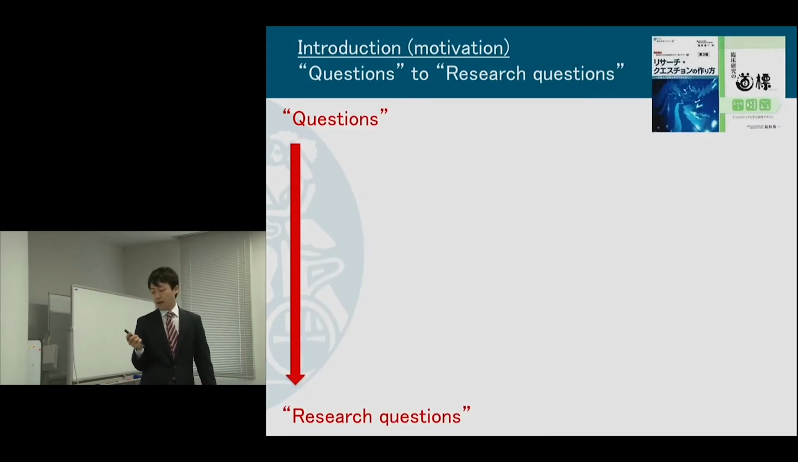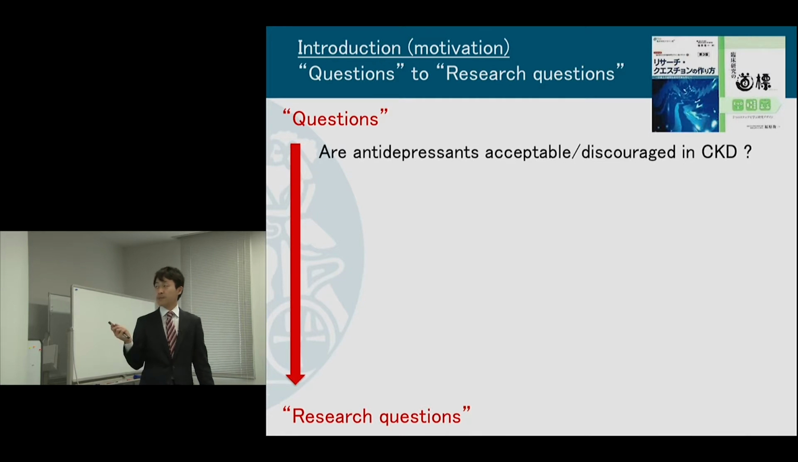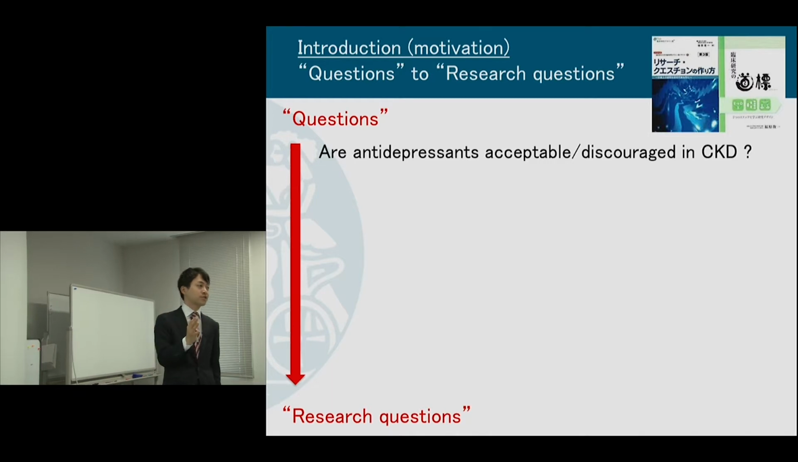Okay, first, from questions to research questions. The start of my research was when I was doing senior residency. I was consulted by a junior resident about whether antidepressants can be prescribed for patients with pre-dialysis chronic kidney disease, who may be depressed or just sick. At that time, I didn't have any answer to this question. But suddenly this came to my mind at the beginning of my PhD, and I decided to tackle this research question. But you know, this is just a question, not a research question yet.